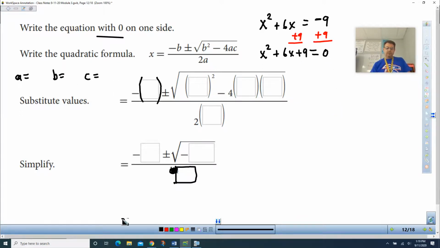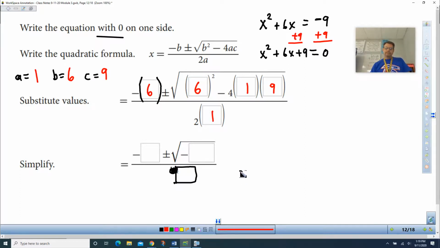Now we're ready to go over here and fill these things out. Okay, so A is 1, B is 6, C is 9. Okay, so we're still in caveman mode. So what goes here? B is a 6, B is a 6, A is a 1, and C is 9. Okay, and then what's this guy here? It's an A, that's also a 1.